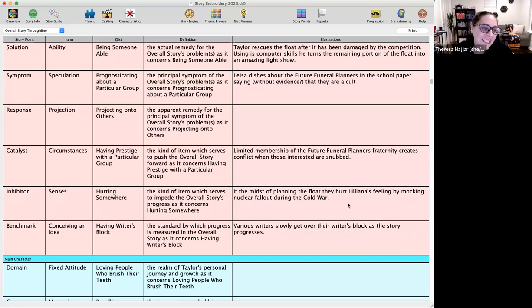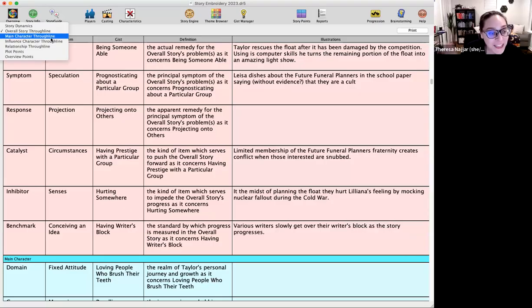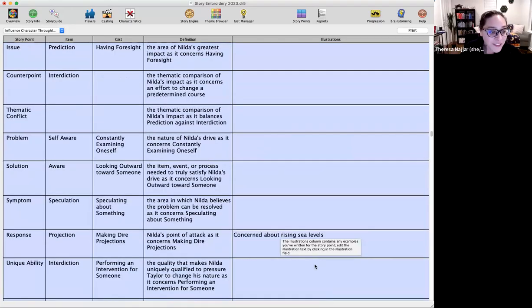Okay, let's see. I'm going to jinx myself because I'm going to attempt to pick some low-hanging fruit. I'll take influence character, unique ability, performing an intervention for someone. Our influence character is a nurse, and so her unique ability is to be able to perform life-saving medical interventions, including at the midpoint or something in the story, she saves Liliana, brings Liliana back.